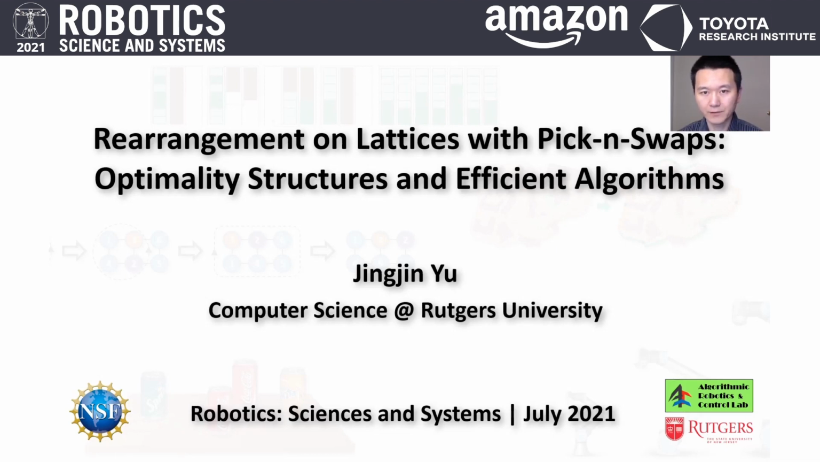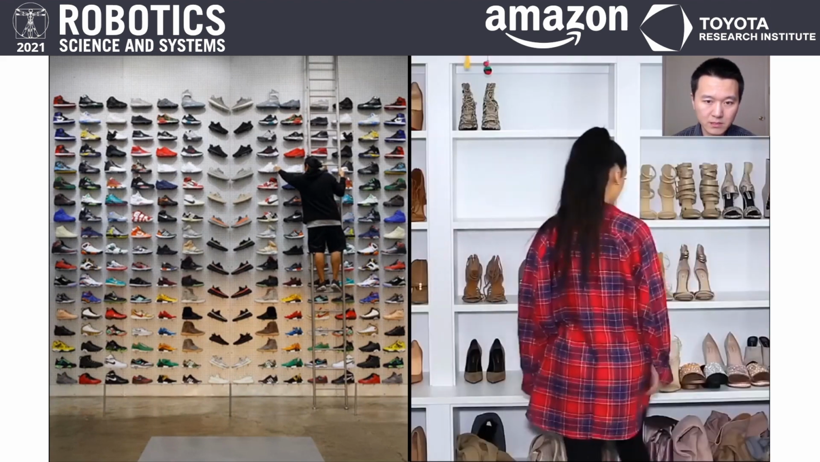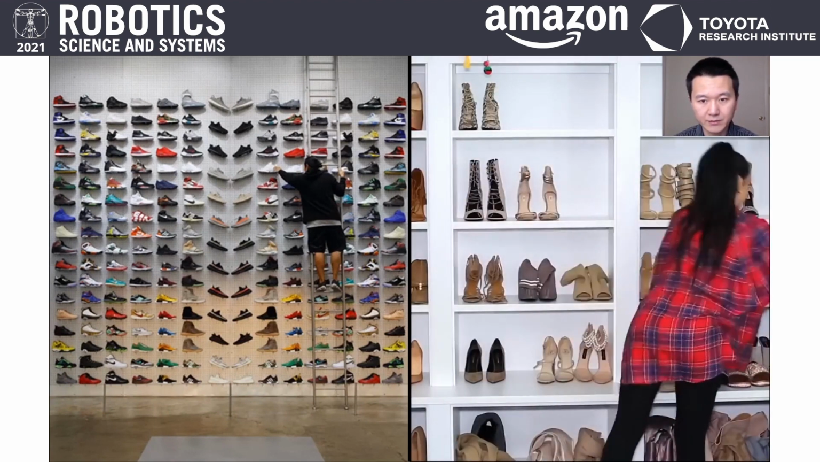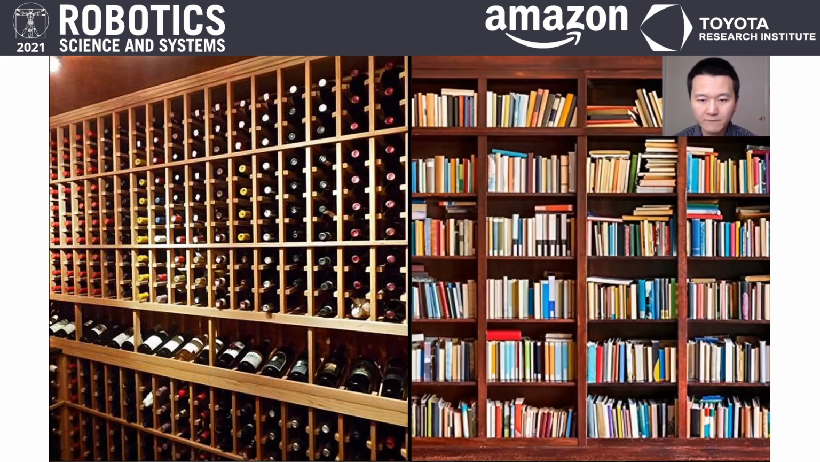In this study, we examine a class of rearrangement problems where items to be sorted are stored in a lattice-like storage. The setting frequently appears in our daily lives, for example, arranging shoe displays at stores, the seasonal adjustment of a shoe collection, organizing a wine cellar, or alphabetizing books on bookshelves.